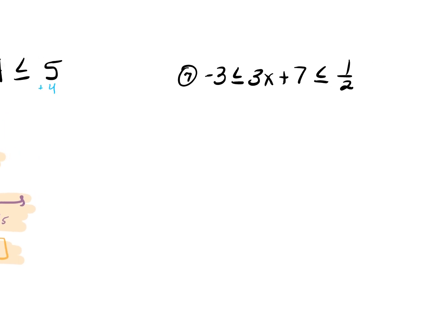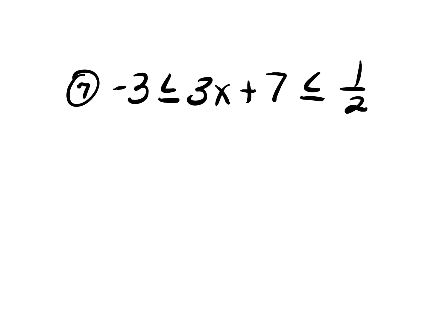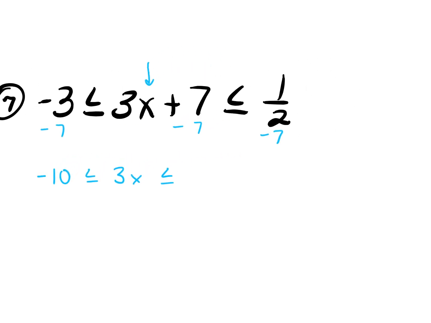Last example, let's do number 7. We want to isolate our variable in the middle. So I'm going to subtract 7 on both sides. Negative 3 minus 7 would be negative 10, which is less than or equal to 3x, which is less than or equal to, here, we have a fraction minus a whole number, 1/2 minus 7.